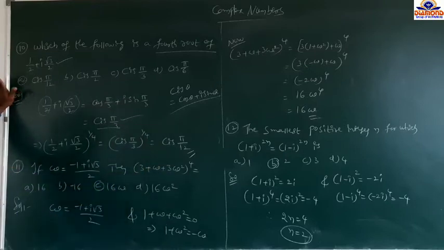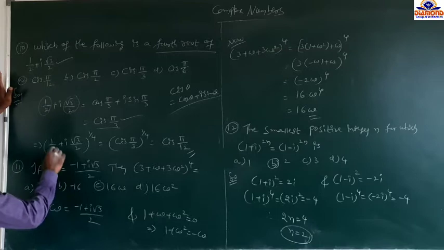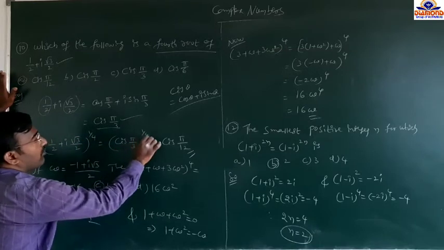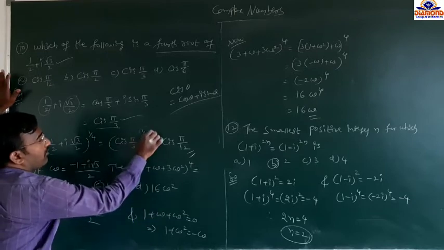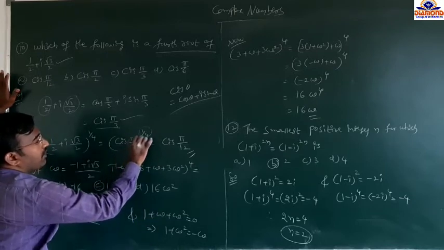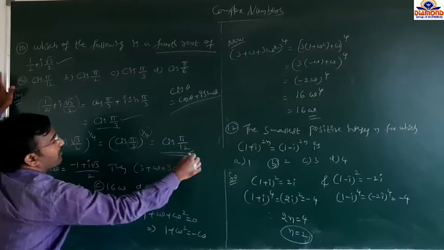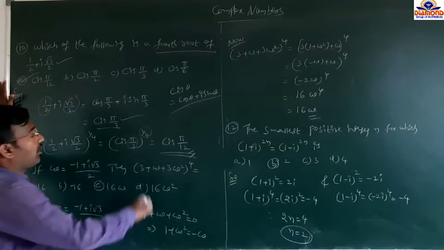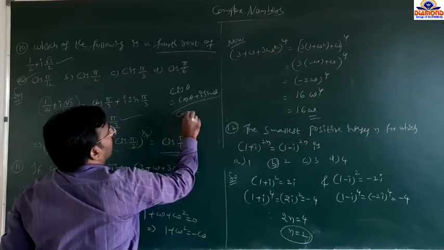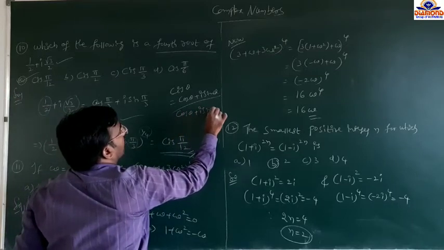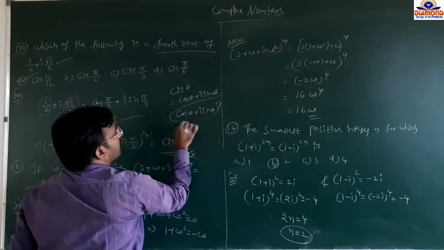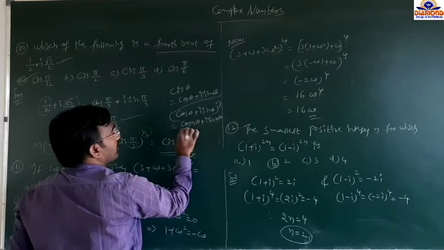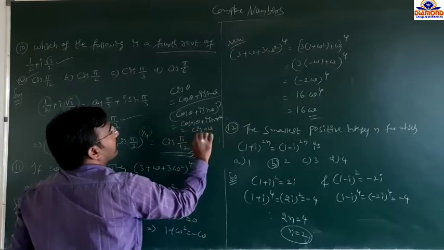So asking for the fourth root: (1/2 + i√3/2) to the power 1/4 is nothing but (e^(iπ/3)) to the power 1/4. So this 1/4 multiplies with the angle. So π/3 into 1/4 is π/12. So the answer is e^(iπ/12). So option is A. Because of how to multiply this one: (cos θ + i sin θ)^n is nothing but cos nθ + i sin nθ. This is nothing but e^(inθ).